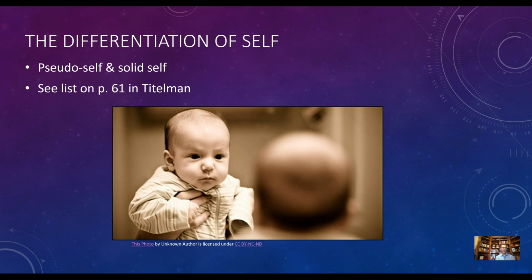Another couple more important concepts are pseudo self and solid self. Pseudo self is a mask, is a fake. I'm saying these things and acting this way to please my mom and dad, or to please my spouse, or to please whomever. Solid self would be those core values and beliefs that no matter what people say or do around you, you will not change them.